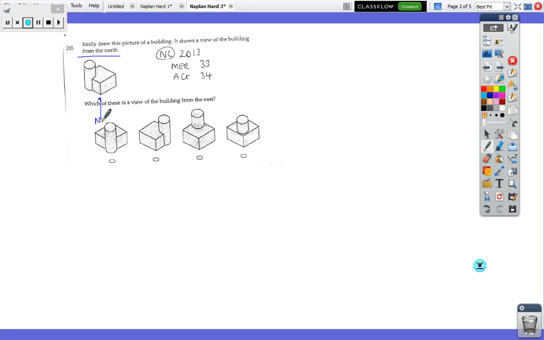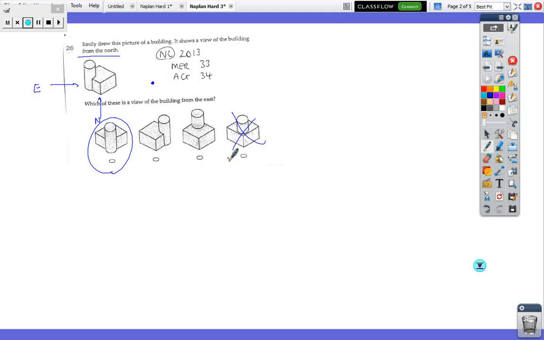Okay, so if this direction is the north, then that direction must be the east, because we're just reversing. Normally east would be on this side and north would be on top, but we've reversed it. So we're looking at that shape as the one from the east. Okay, that's a shocker. That's the worst answer. The other two are acceptable.